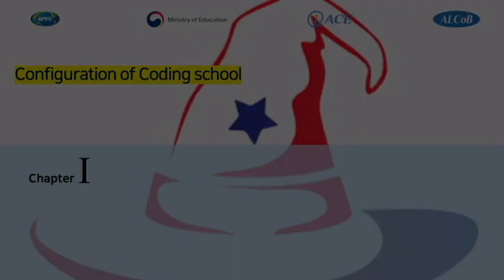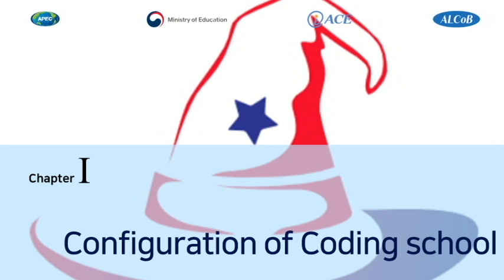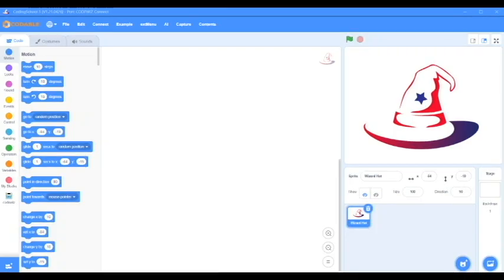First of all, let's learn about the configuration of the Coding School 3 program. Coding School 3 is a block-based program based on Scratch 3. In addition to the command blocks provided by Scratch 3, it also provides a variety of command blocks for easy programming of basic and external sensors built into the CodeWiz board.